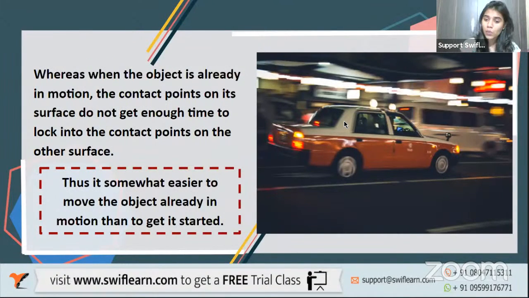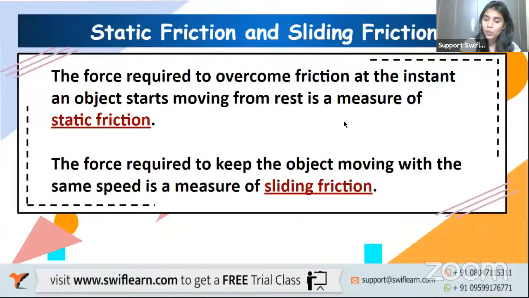Thus it is always easier to move an object which is already in motion than to move an object from rest. Based on what we discussed right now, there are two kinds of friction. One is static friction and the other one is sliding friction.